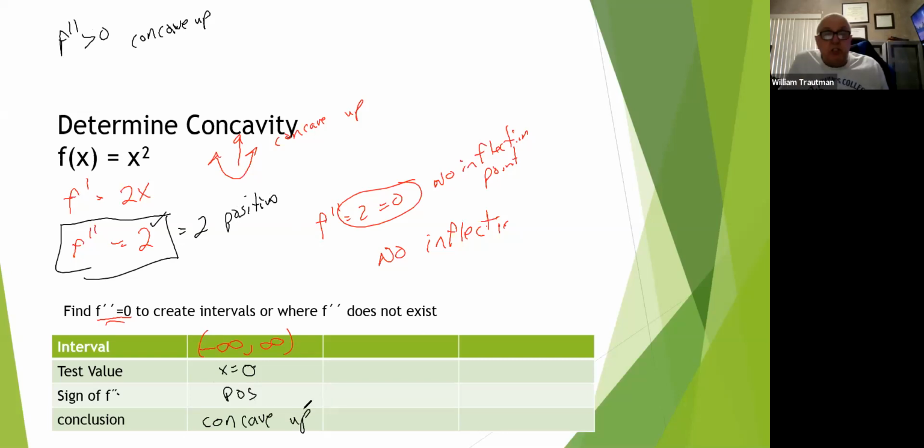So I just wanted to start off with a really simple one there. And that's all we're going to be doing in this section: determining the concavity, finding the inflection points, and determining the intervals where the graph is concave up or concave down.